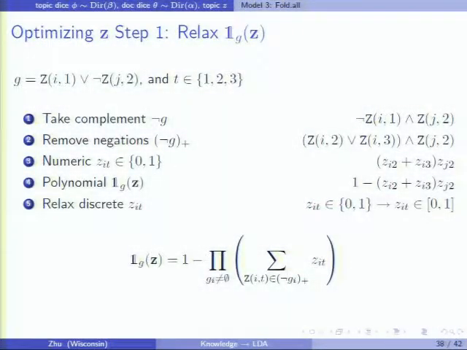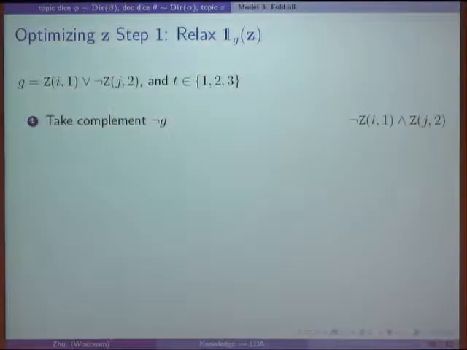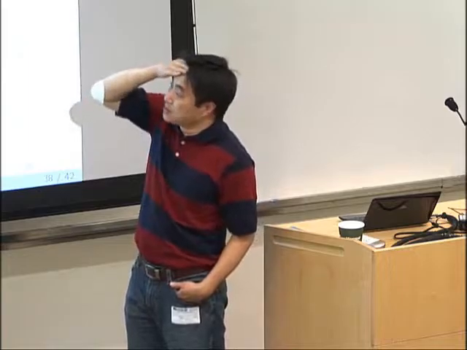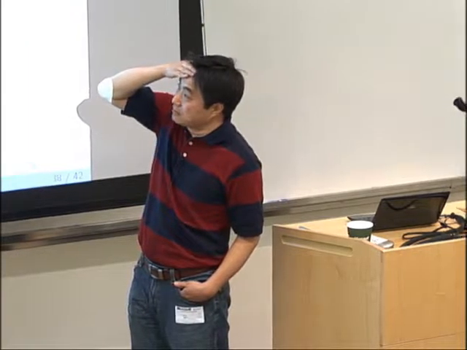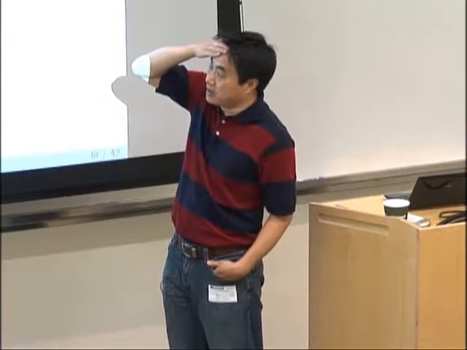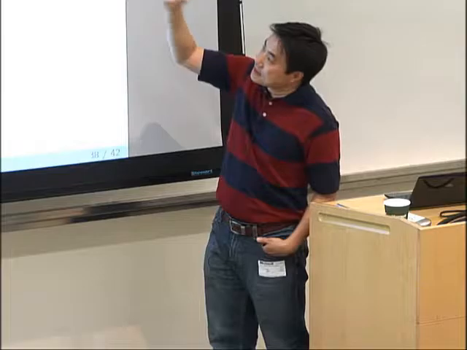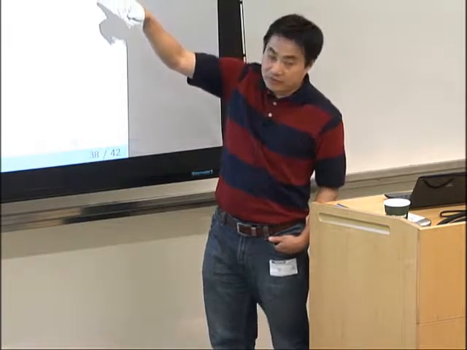Number one, we're going to relax those indicator functions into a smooth function. It's continuous, so we can take derivatives. The way we do that is the following. Let's take a look at that particular grounding G, which says zi1, the ith word is topic 1, or not zj2. And let's say we only have 3 topics. Big T is 3.